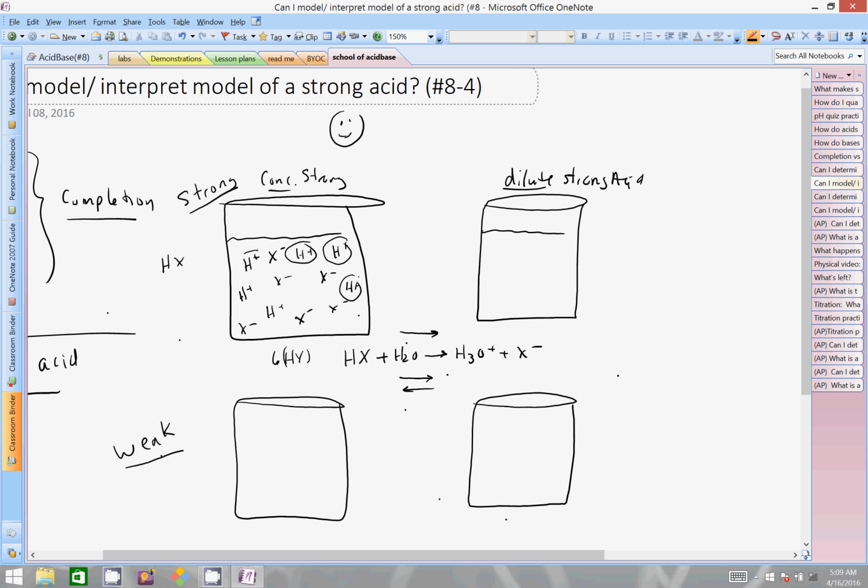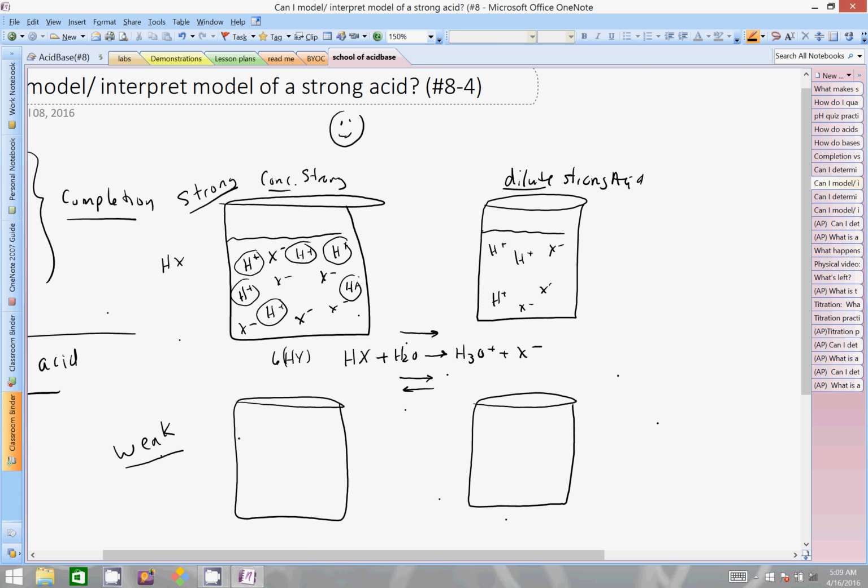They've all gone through hydrolysis. Then you have what's called a dilute strong acid, which just means I don't have as many of them. I'm going to say dilute is going to be 3: H plus X negative, H plus X negative, H plus X negative. Okay? But notice the 3 I have have all gone 100% through hydrolysis.